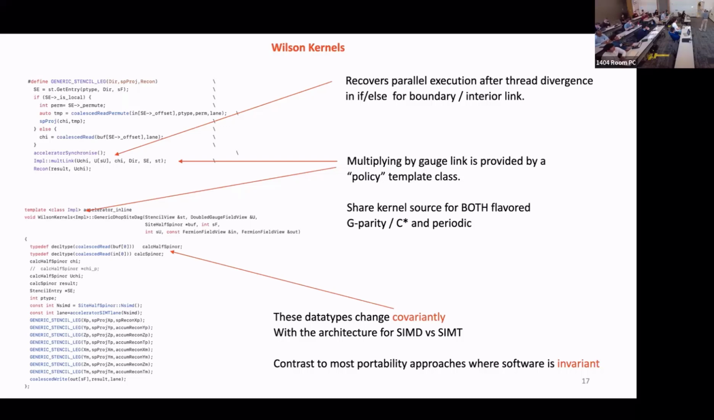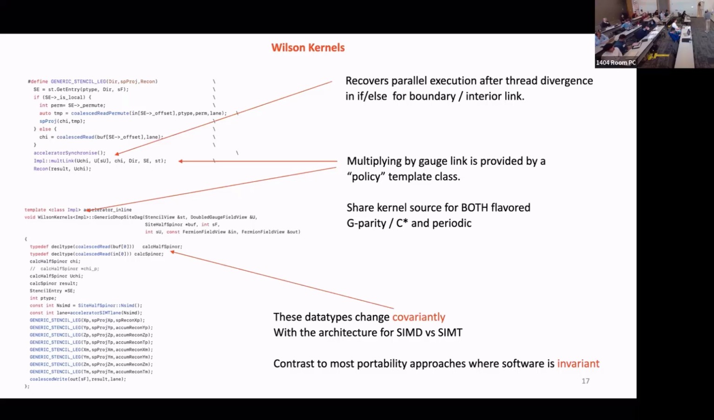This here is a generic stencil leg that's using the stencil that's pre-created to do the indexing. So that SE arrow is local: did my neighboring site in the X direction come from on my node or off the node? If it's from on the node, it reads it in with this coalesced read permute. The permute handles the case where it came from different memory banks, in the case of the Connection Machine, or from different SIMD lanes. In the case of my code design, you might have to swap the data around in order to get the data that came from the neighbor cell, right?